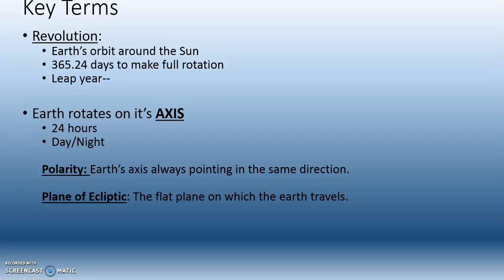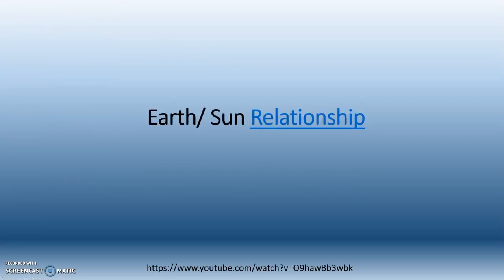We use a term called plane of ecliptic, which is a flat plane on which the Earth travels. And we'll see a diagram to help identify this definition. I'll provide a link to an additional resource that helps, in animations, describe the Earth-Sun relationship. So I'll go ahead and make this visible as we move forward.